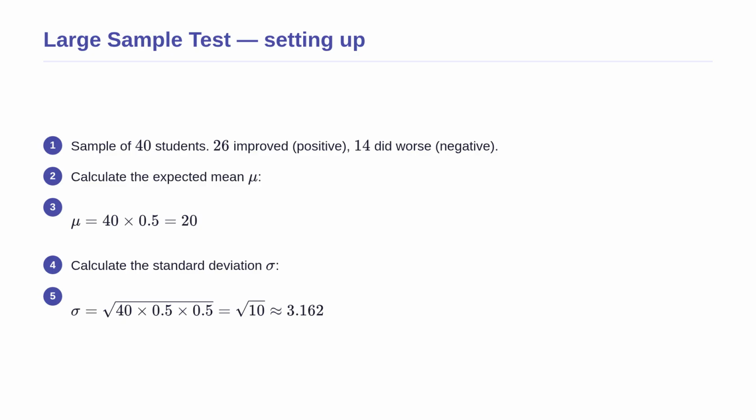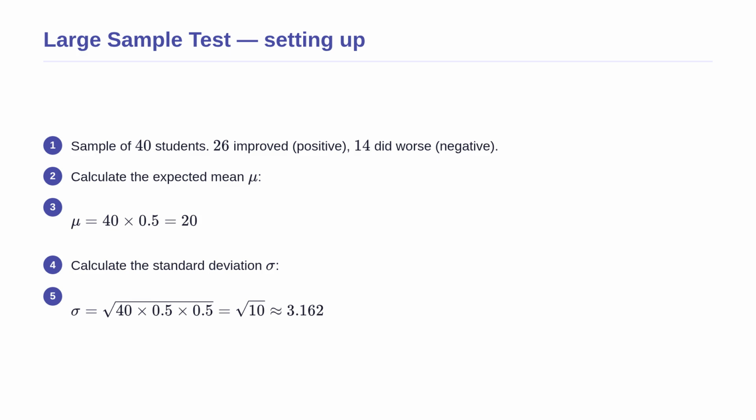Let us apply this z-score formula to a new scenario. Suppose 40 students take a training course. We find that 26 improved, giving a positive sign, and 14 did worse. We want to test if the course had a significant positive effect. First, we calculate the expected mean. 40 students multiplied by a 0.5 probability gives an expected mean of 20.